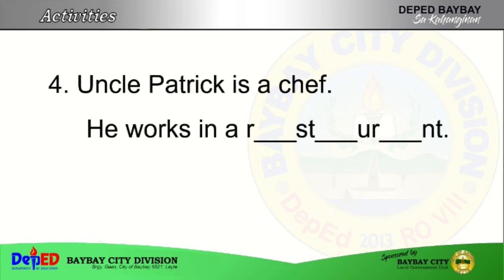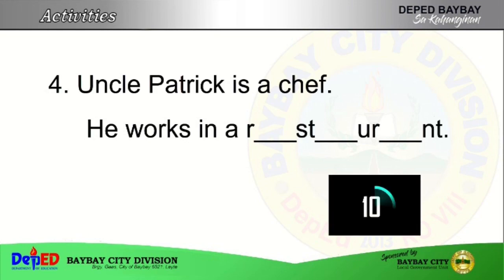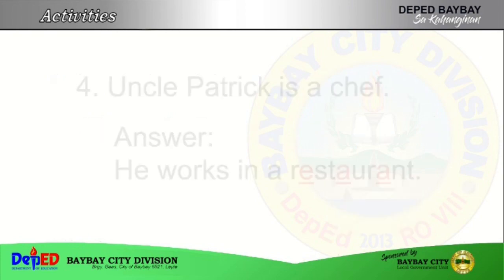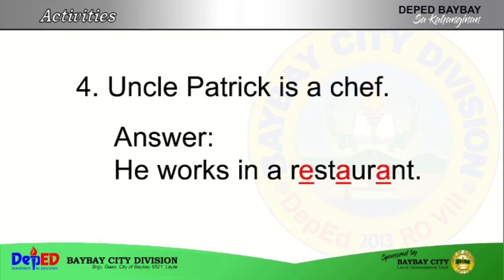Number 4. Uncle Patrick is a chef. He works in a blank. The correct answer is restaurant. Uncle Patrick is a chef. He works in a restaurant.